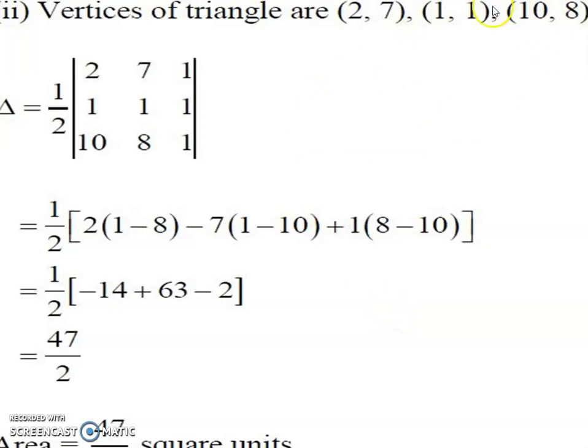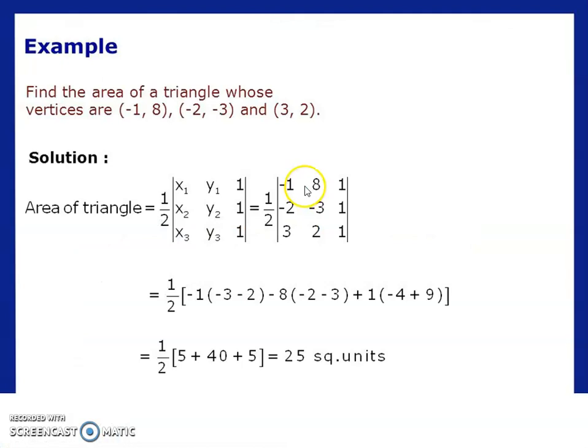If 3 variables are there, it does not matter whether it is positive or negative. In each pattern we have to take the example based on the area of triangle. Now let us take the next example. Find the area of triangle whose vertices are minus 1, 8, minus 2, 3 and 3, 2. Area of triangle formula 1 upon 2 x1, x2, x3, y1, y2, y3, 1, 1, 1.